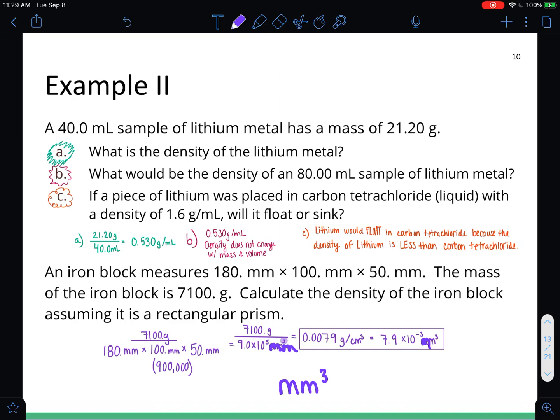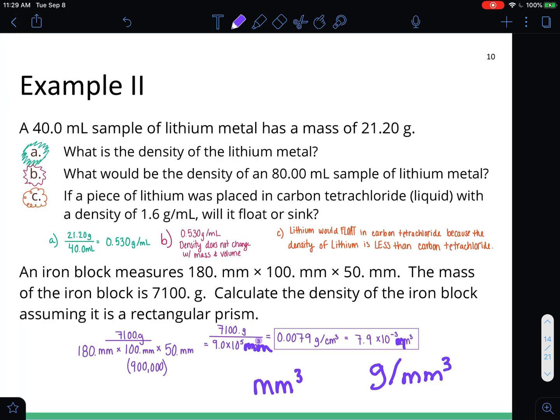Make sure to always simplify it and write your answer with the correct number of significant figures. Either answer that is boxed in is correct. Again, remember my units were wrong. It should be grams per millimeters cubed.